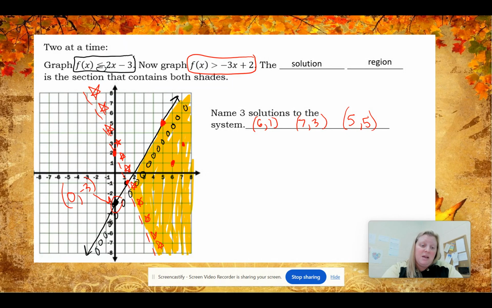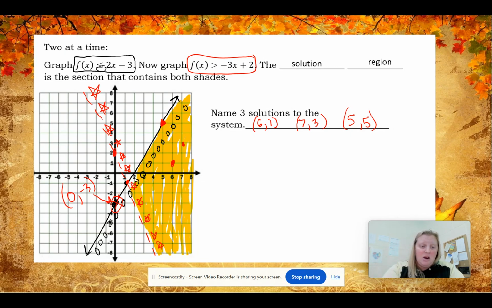So while this makes the black line happy, it does not follow the rules of the red line. It's on the wrong side of the red line. So that will not count. Even though it's on a solid, it's not within the shaded section. Okay, it's not a boundary to the shaded.